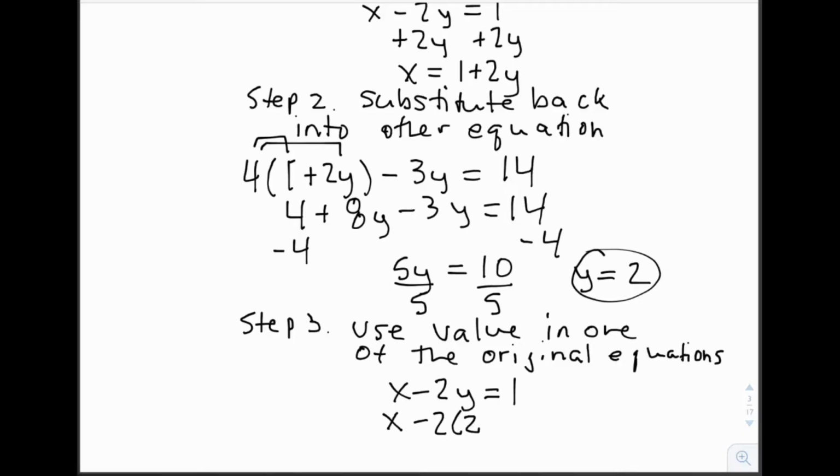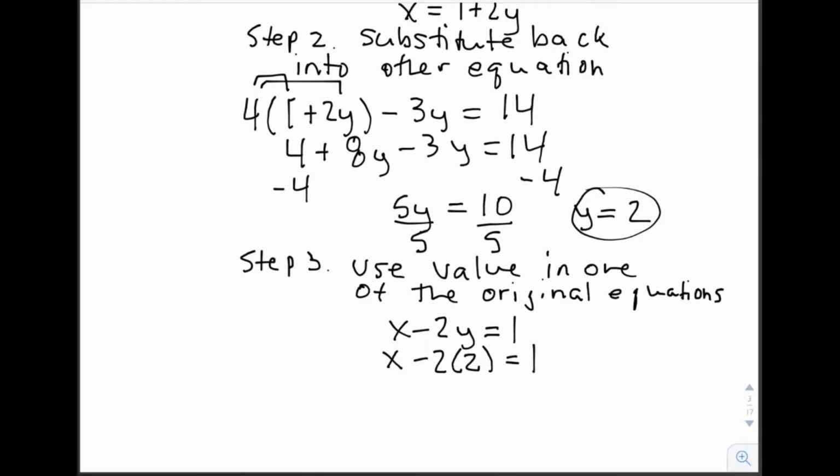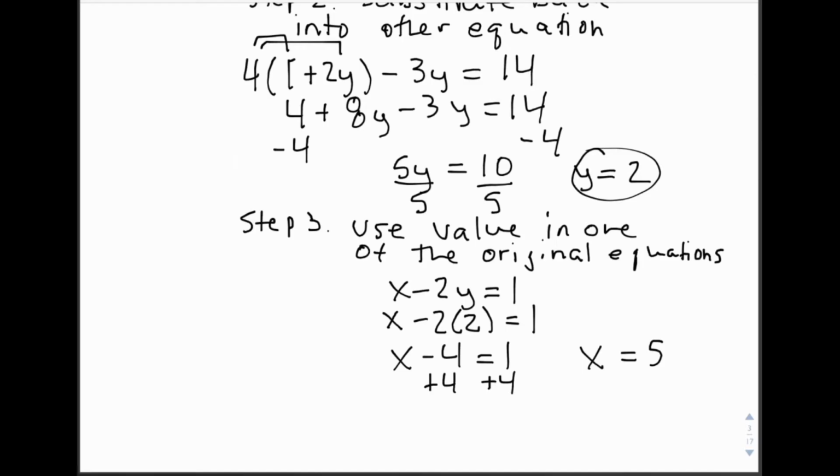2 times the 2 is now equal to 1. And let's further simplify. So this will give us x minus 4 equal to a positive 1. So add your 4, and x is equal to a positive 5. So what does this give us? Well, this should give us a point. So a point with x value 5 and a y value of 2.